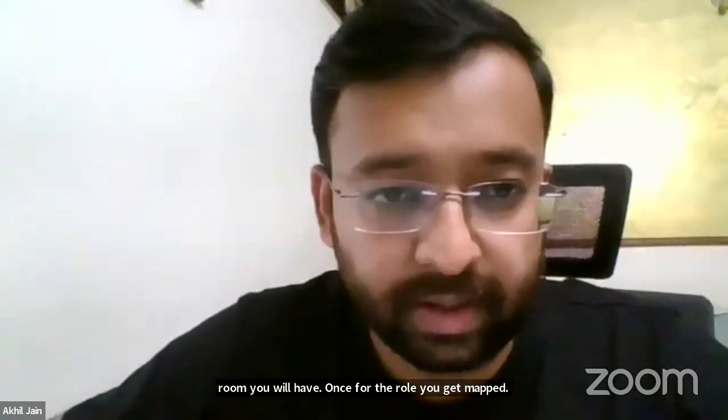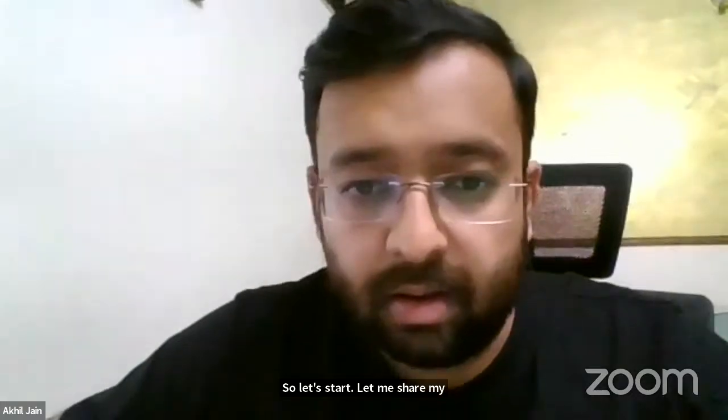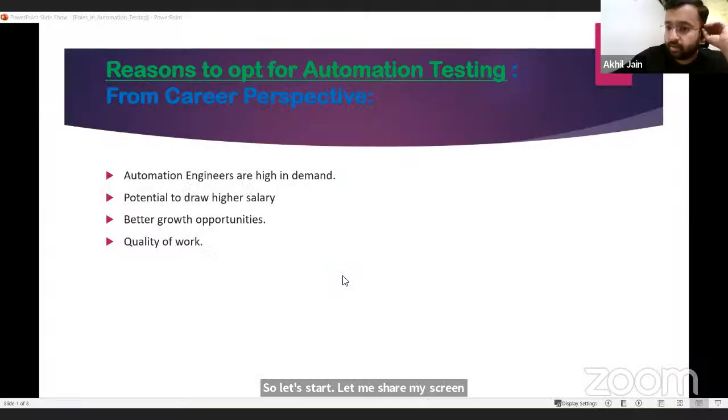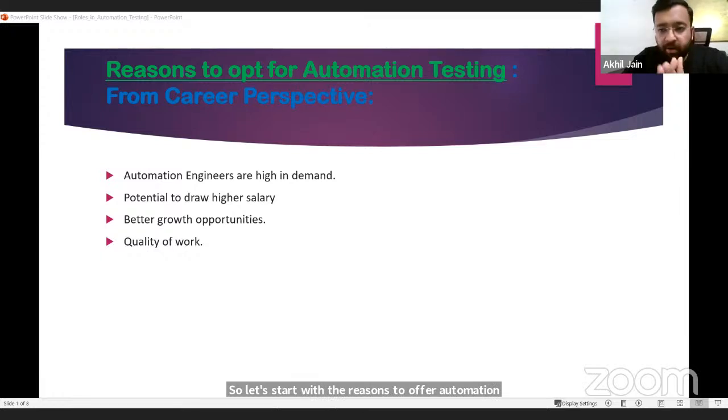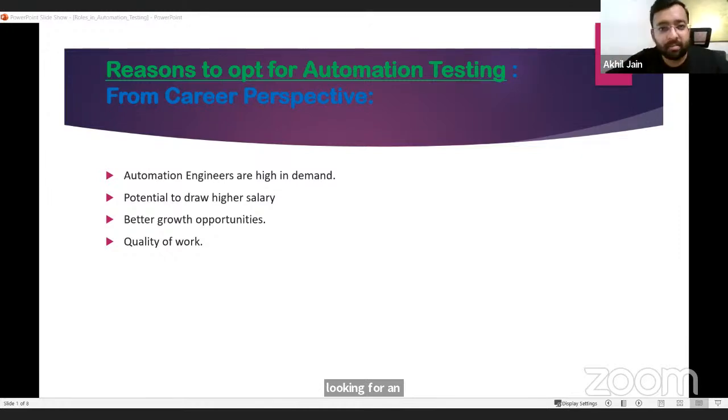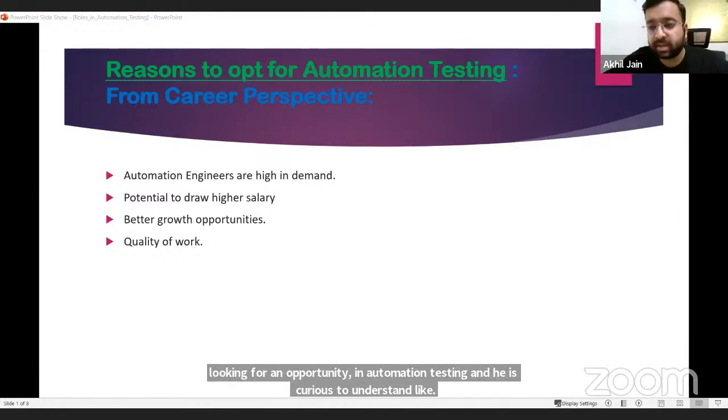Let me share my screen. Okay, so let's start with the reasons to opt for automation testing. So I've tried to divide this into two categories. One is for the person himself who is looking for an opportunity in automation testing, and he is curious to understand why I should be moving to automation testing.